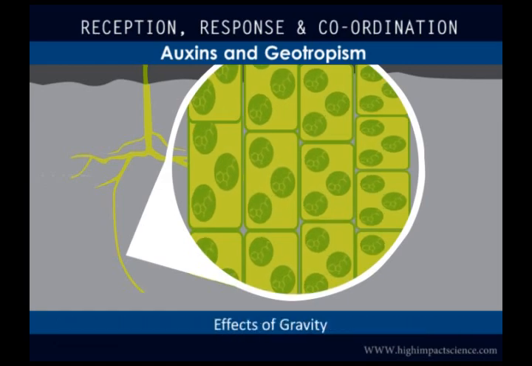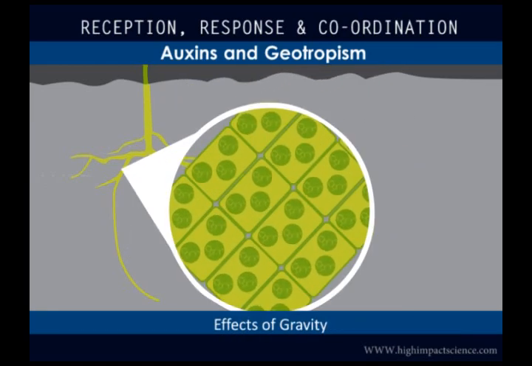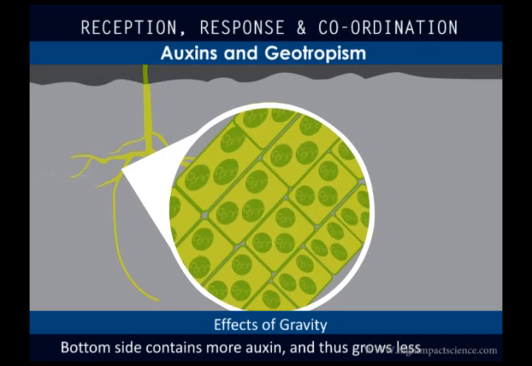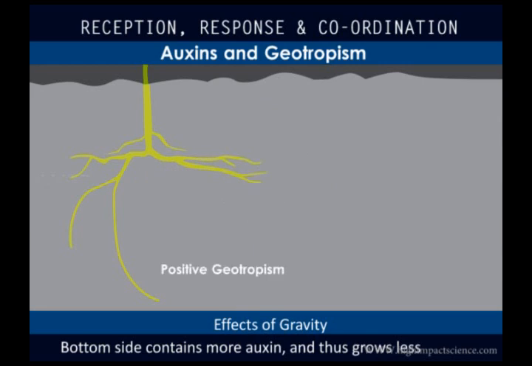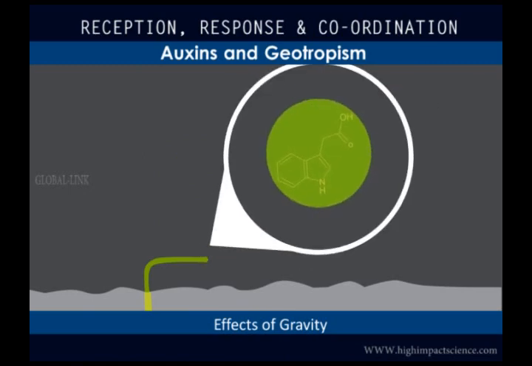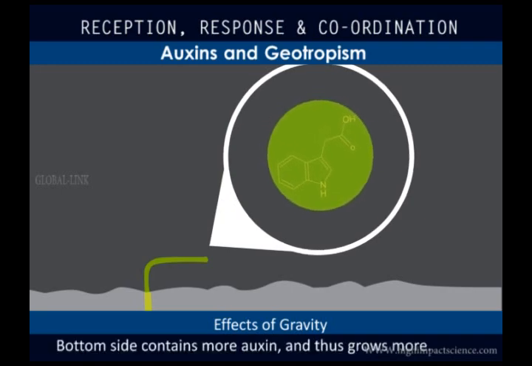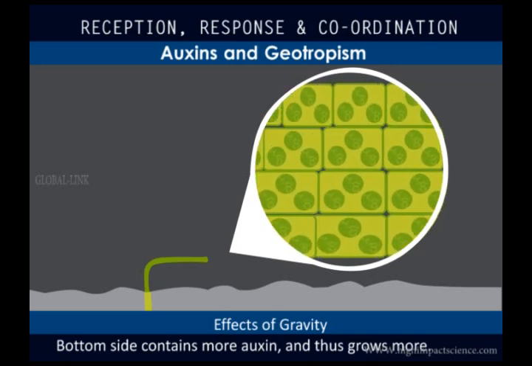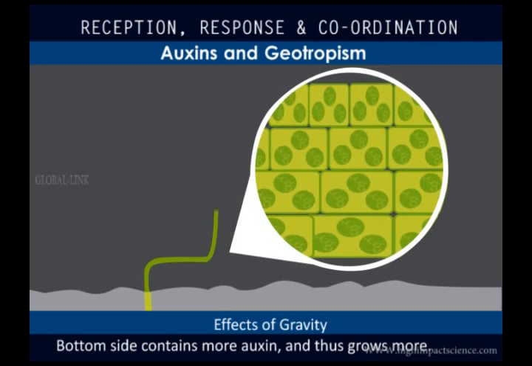Moreover, we have the opposite happening to gravity too. In a horizontal root, the bottom side contains more auxin and grows less, so the root bends downwards in the direction of gravity, so positive geotropism. But of course the stem responds differently. In a horizontal stem, again the bottom side contains more auxin because it is not directly hit by sunlight. And because auxin causes growth in stems, the bottom side grows more, causing the stem to bend upwards against the direction of gravity, so negative geotropism.